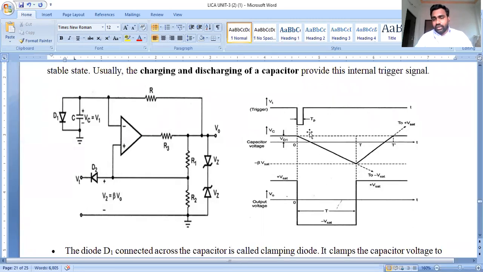So here, after the application of the negative shot, the capacitor starts discharging until it comes in contact with the lower threshold value. At that condition there is a change in the output voltage, and the entire output voltage time period is operated at the minus Vsat condition, which is expressed here as capital T. Okay, so this is called the quasi-stable state or temporary stable state.